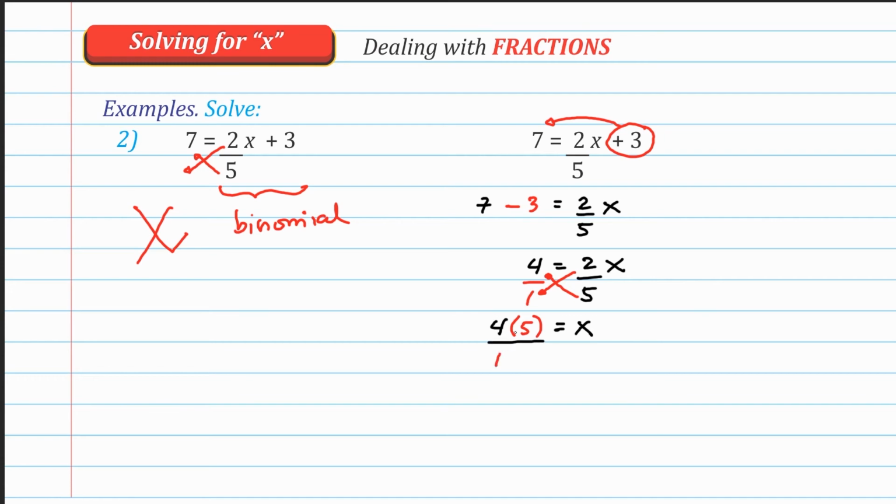Of course, you don't need to write 1. Wala naman talagang 1 na original na nakalagay doon. 1 times 2. That is cross-multiplication. Next, 4 times 5 is 20. Divided by 2 is 10. So that's how we answer this type of problems.